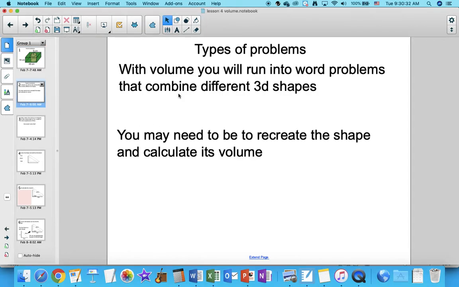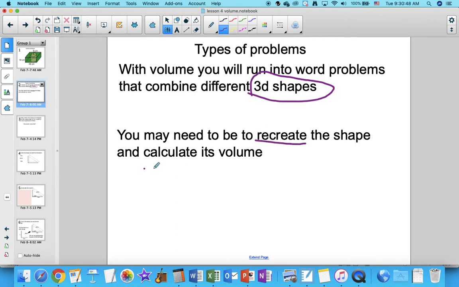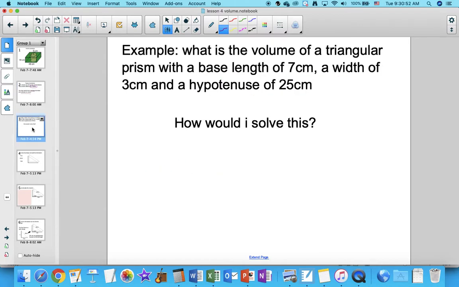So with volume, you will run into word problems that combine different 3D shapes. Basically, you will get 3D shapes that aren't normal prisms or normal cylinders, and you will have to recreate that shape and calculate the volume. So let's take a look.